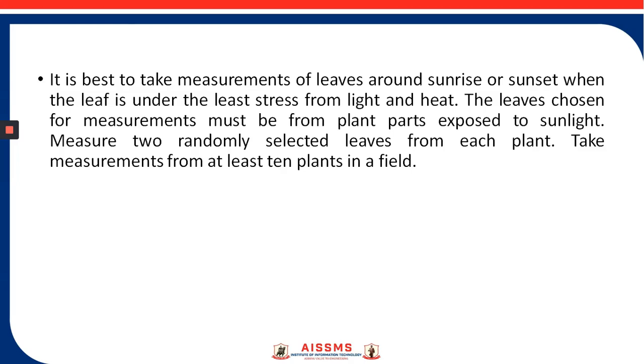It is best to take measurements of leaves around sunrise and sunset, when the leaves are under the least stress from light and heat. The leaf chosen for measurement must be from plant parts exposed to sunlight. Measure two randomly selected leaves from each plant. Take measurements from at least 10 plants in the field. So these are some of the requirements for the measurement of leaf area.